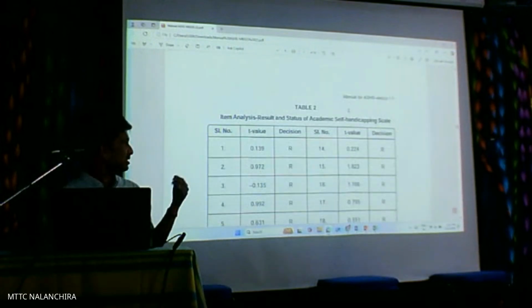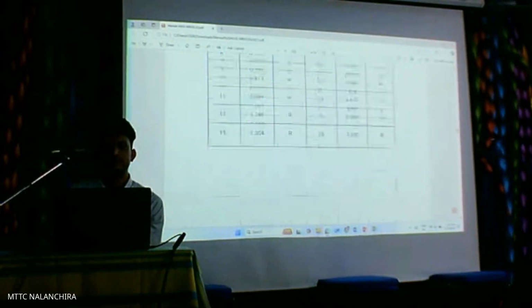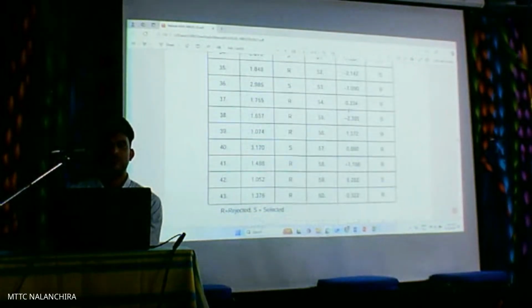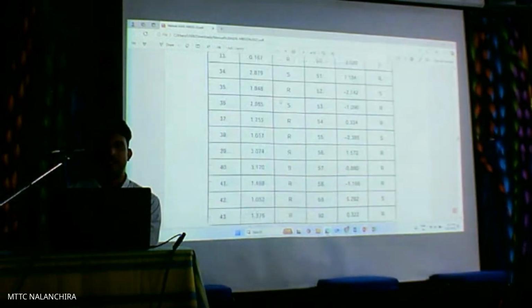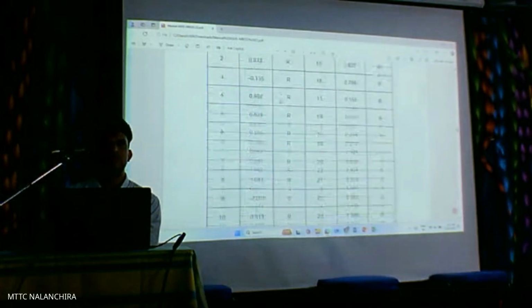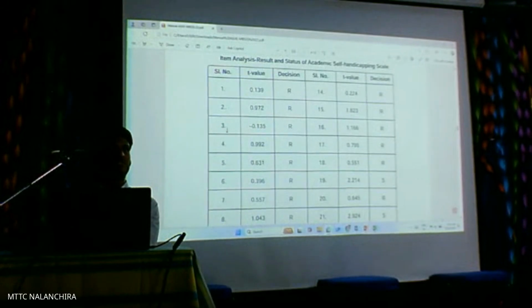All the process, they may not write in the paper. So we had all 60. 60 was the total number. So we have mentioned, what are the things mentioned? T-values, serial number of the statement.